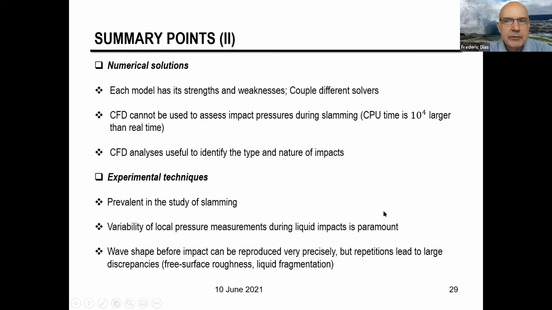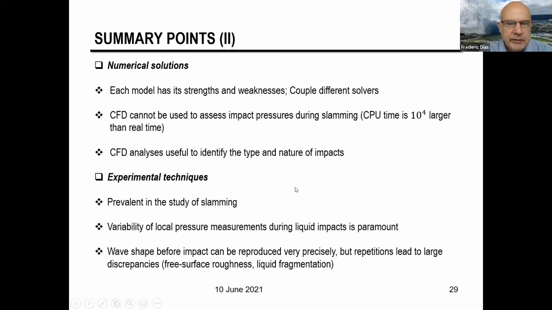For the numerical solutions, each model has its strengths and weaknesses. A recent way to do it is to couple different solvers. So I call this the hybrid solution. CFD cannot be used to assess impact pressure during slamming. The CPU time is 10 to the 4th larger than the real time, but the CFD analyses are useful to identify the type and nature of impacts.